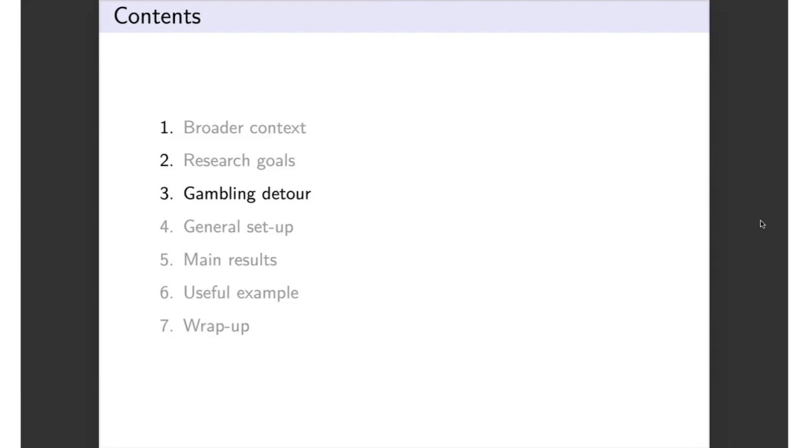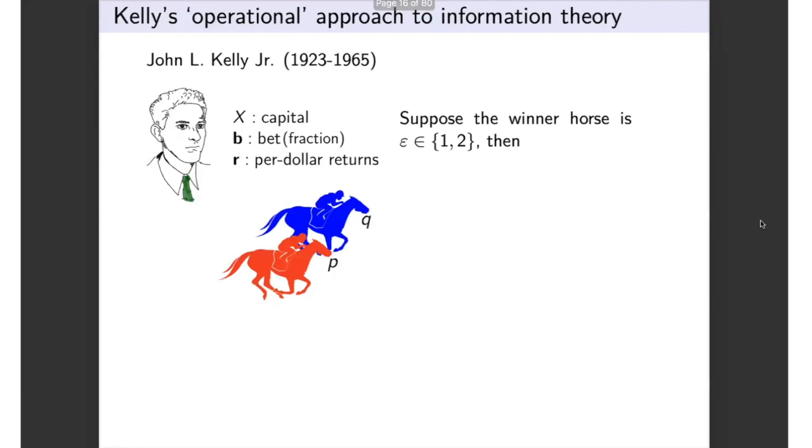Kelly gambling is an interesting story in itself, and I am going to just explain it to you in the most basic case. I'm also going to say why this is inspiring for the kind of work that we did. So who's this Kelly? Kelly was actually a colleague of Shannon at IBM in the 50s.